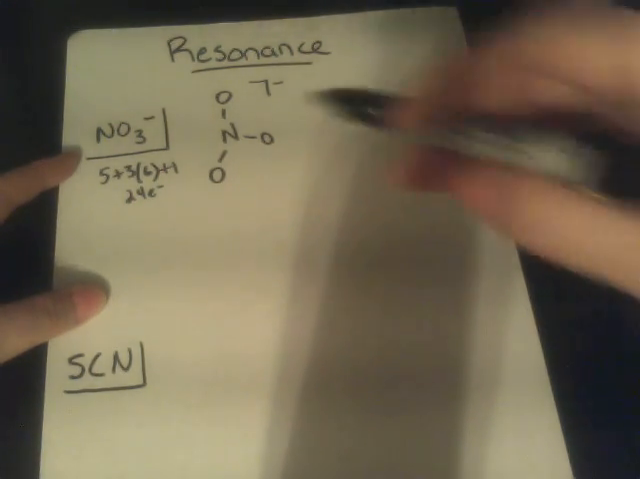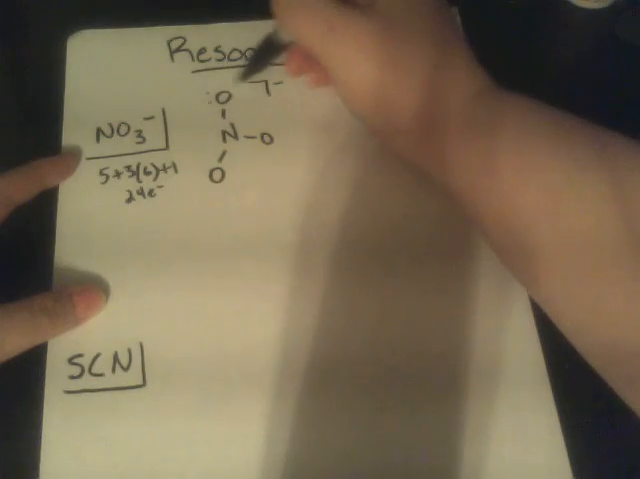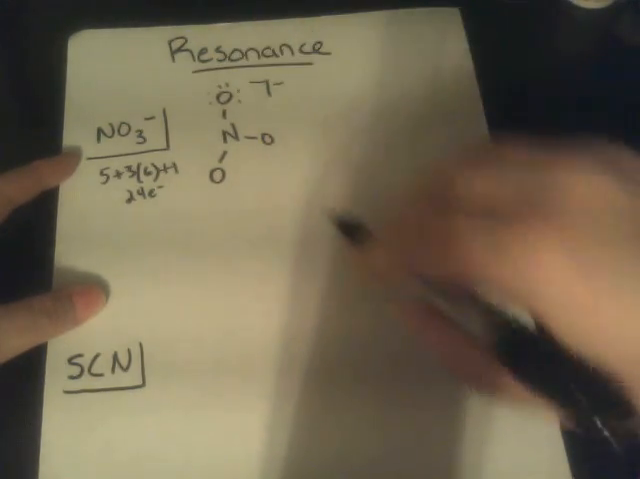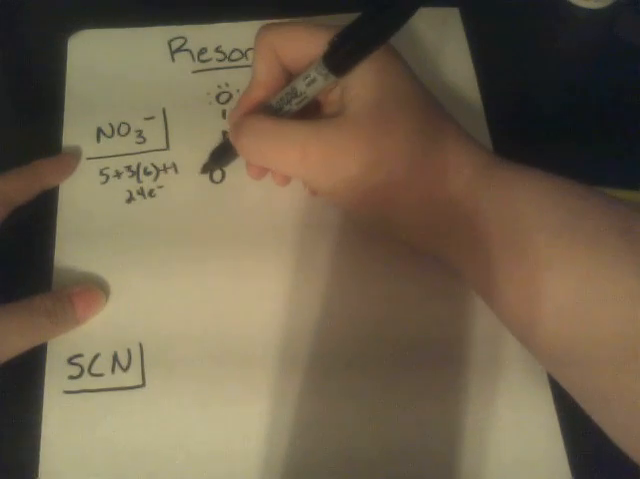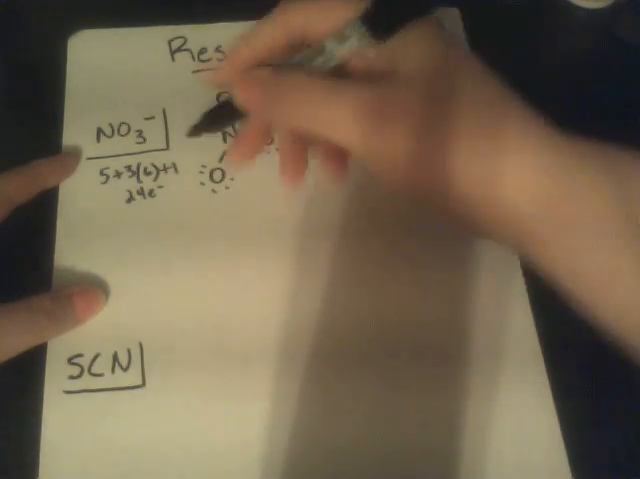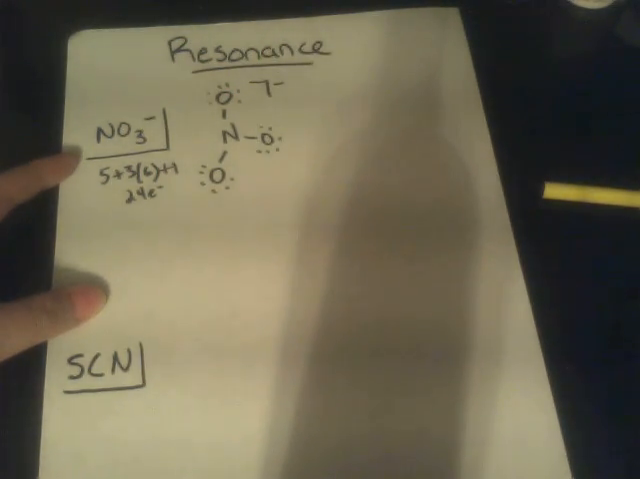So we drew our skeleton, so now we complete the valence electrons on all of our surrounding atoms, right? All right, so we have now 24 electrons. Hey Carla, I'm done, right? I'm done, I don't need to do any more, right?